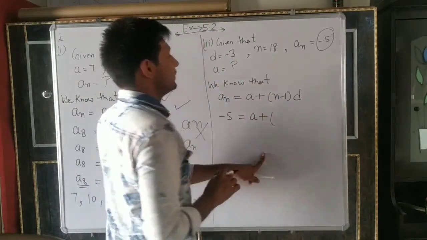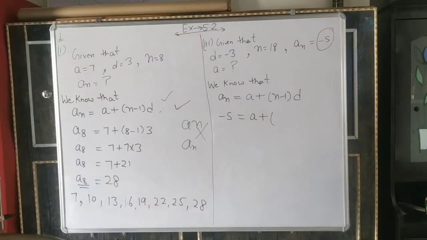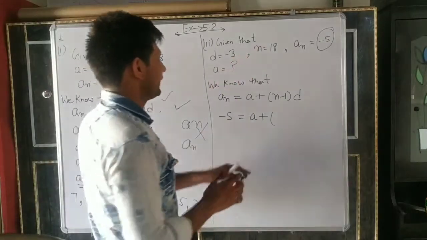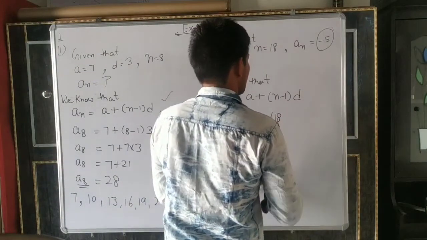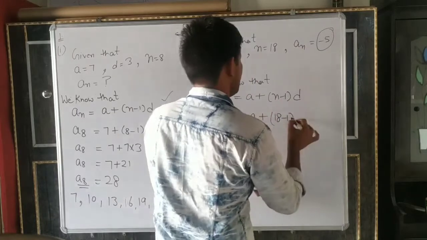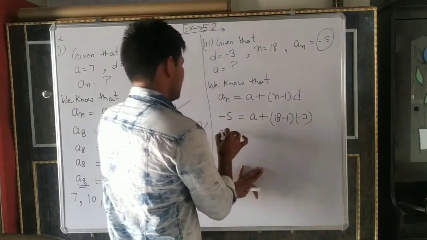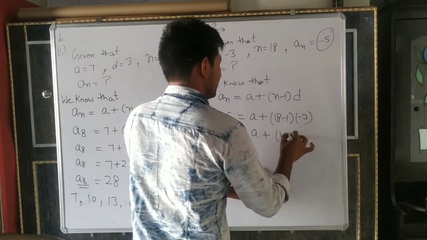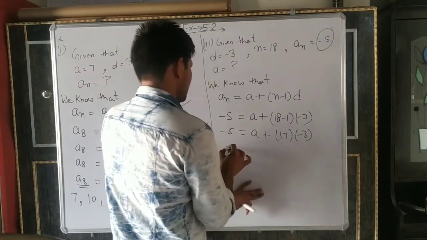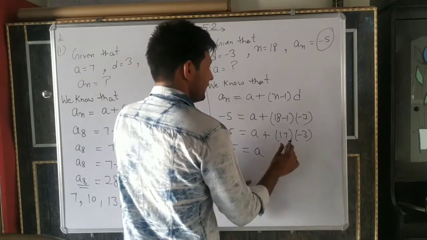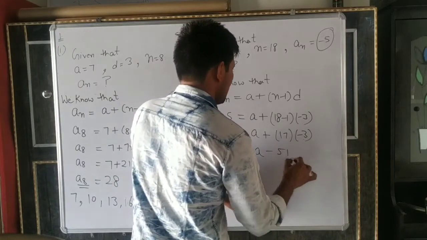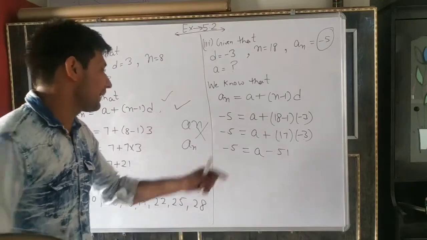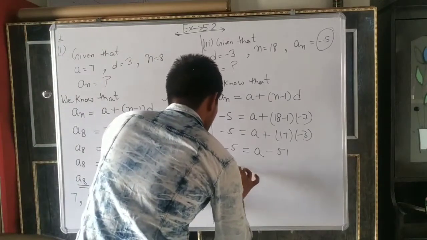Now n, what is n? n is 18. Minus 1 into d, minus 3. Look at minus 5 equals a plus 18 minus 1, 17, multiplied by minus 3. So minus 5 equals a, negative into positive, negative. But we want to find the value of a, so therefore we should remove the minus 51, and negative on the other side becomes positive, everyone knows.